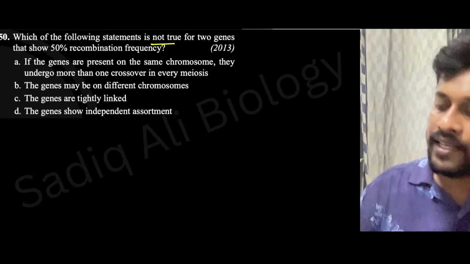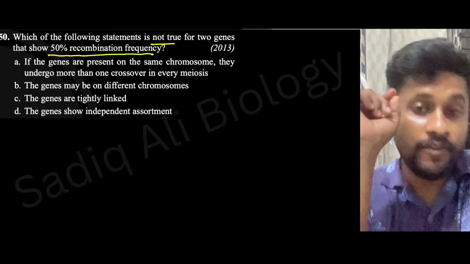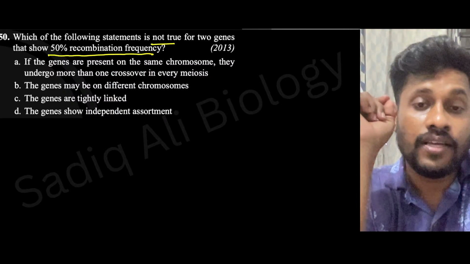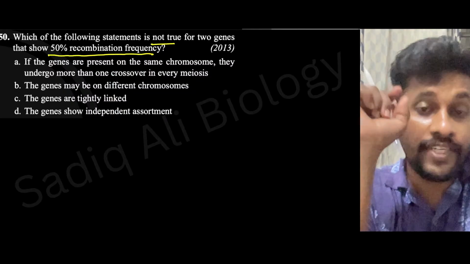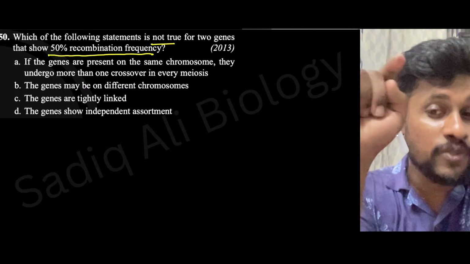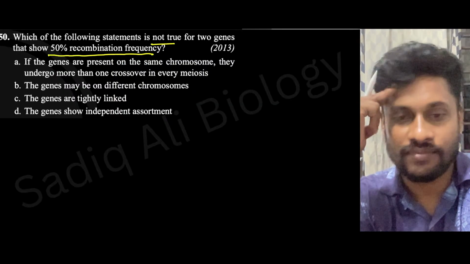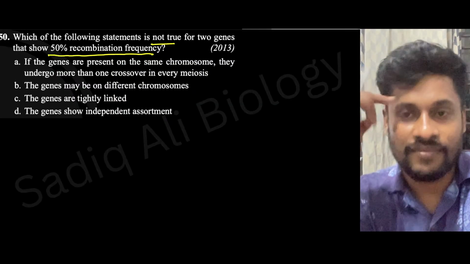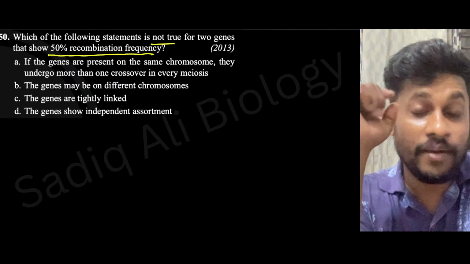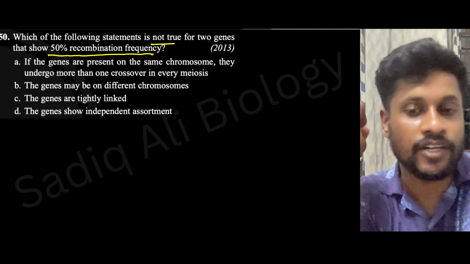Let me ask you one thing. If two genes show 50% recombination frequency, are they present on same chromosome or on different chromosome? What do you think? The thing is, both are possible. They could be either same chromosome as well as different chromosome.